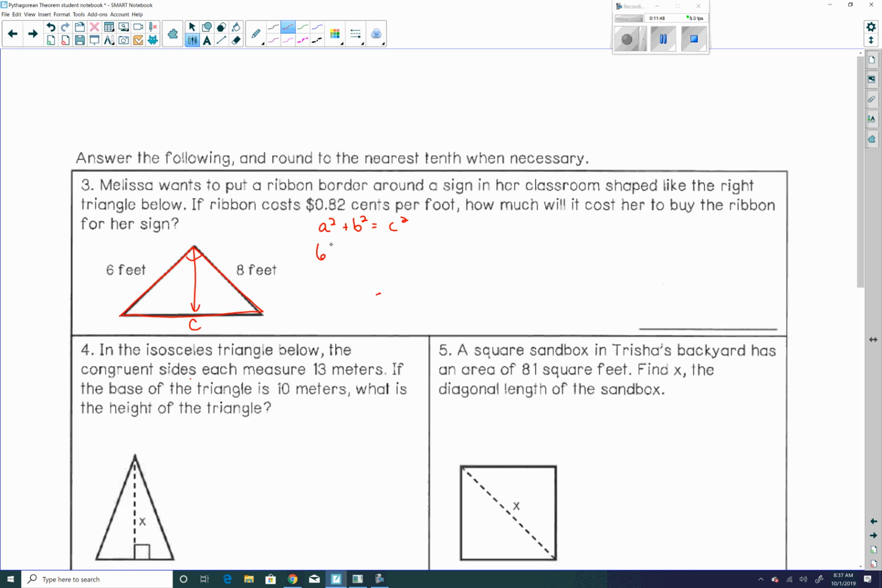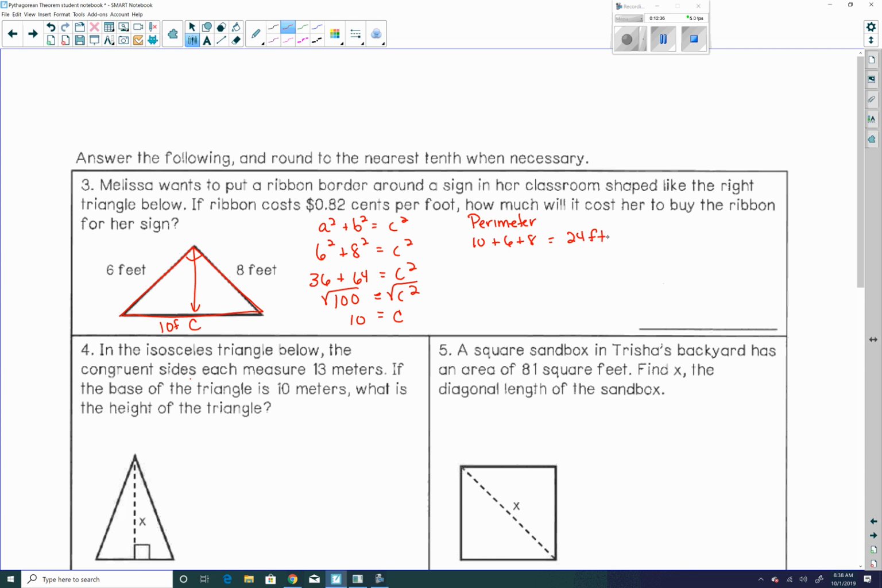So I've got 6 feet squared plus 8 feet squared equals C squared. 6 squared is 36. 8 squared is 64. 36 plus 64 is 100. Square root both sides, and C would be 10. Now, the perimeter is not 10. This side of the triangle is 10. So to find the perimeter, I've got to add 10 plus 6 plus 8. 10 plus 6 is 16, plus 8 is 24 feet.